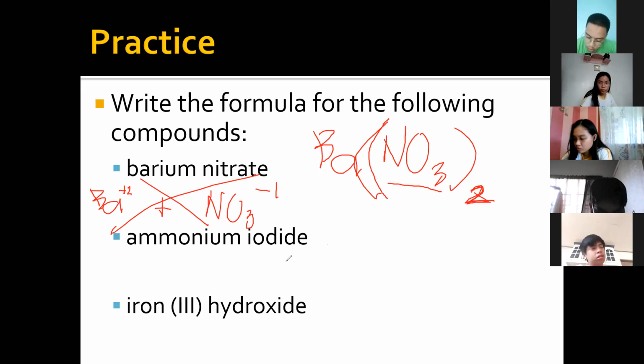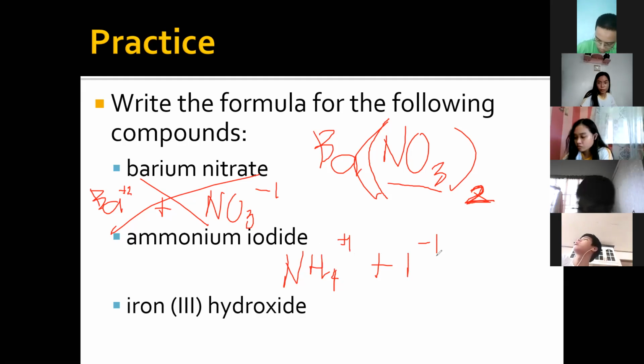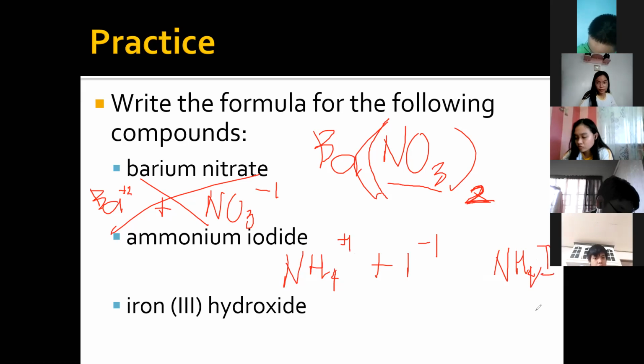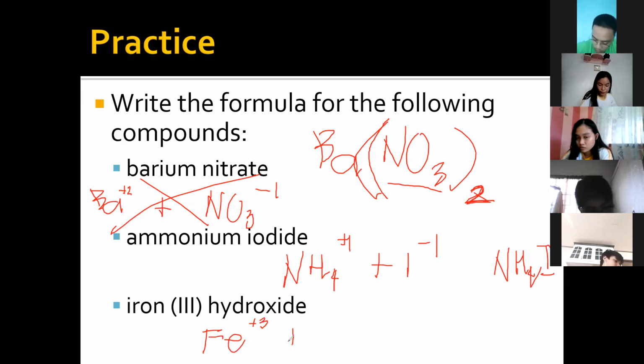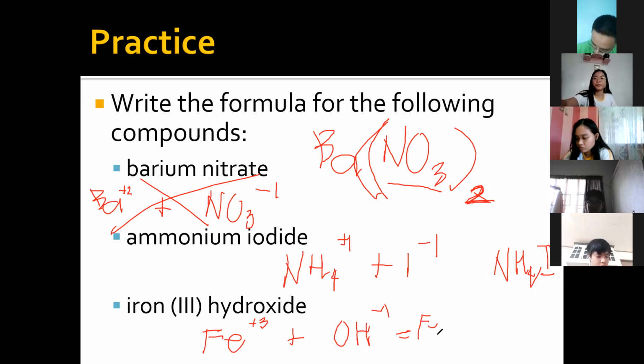Ammonium iodide: ammonium is NH4 +1, iodine is I -1. So ammonium iodide is NH4I. Iron 3 is Fe +3. Hydroxide is OH -1. So therefore, the formula for iron 3 hydroxide is Fe(OH)3.